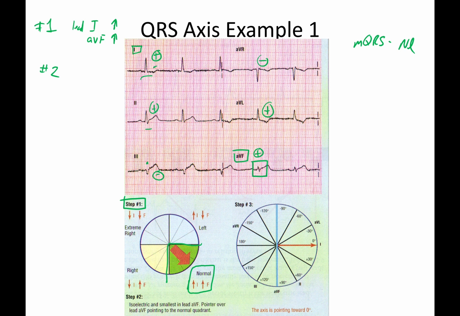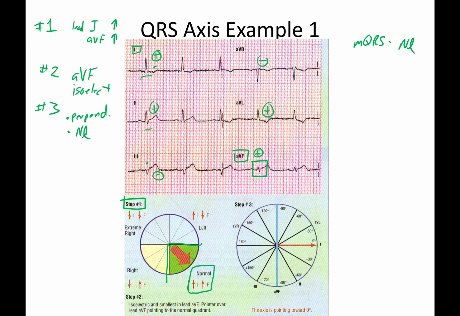So we're going to say that AVF is our isoelectric. So now, step 3. We are going to look for whoever is perpendicular to lead AVF and also happens to be in the normal quadrant. So we're looking for perpendicular and in the normal quadrant.